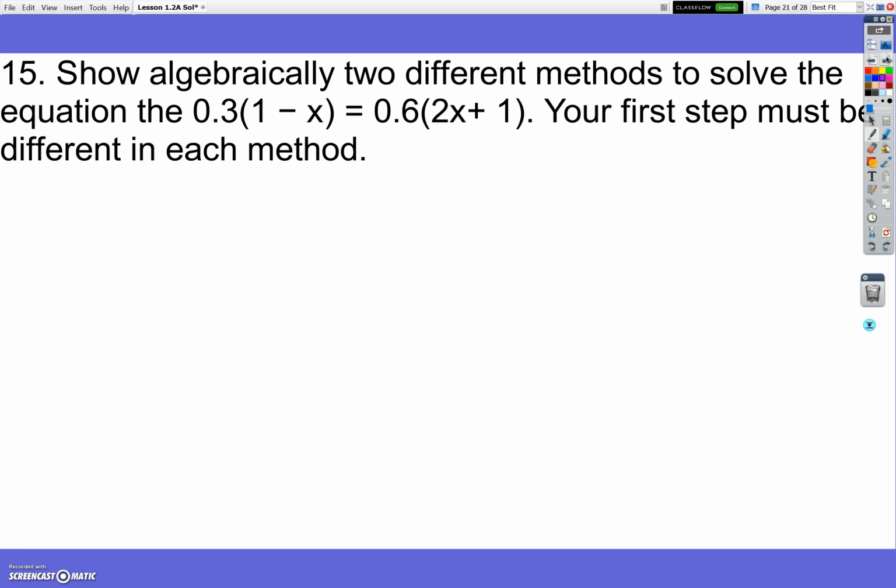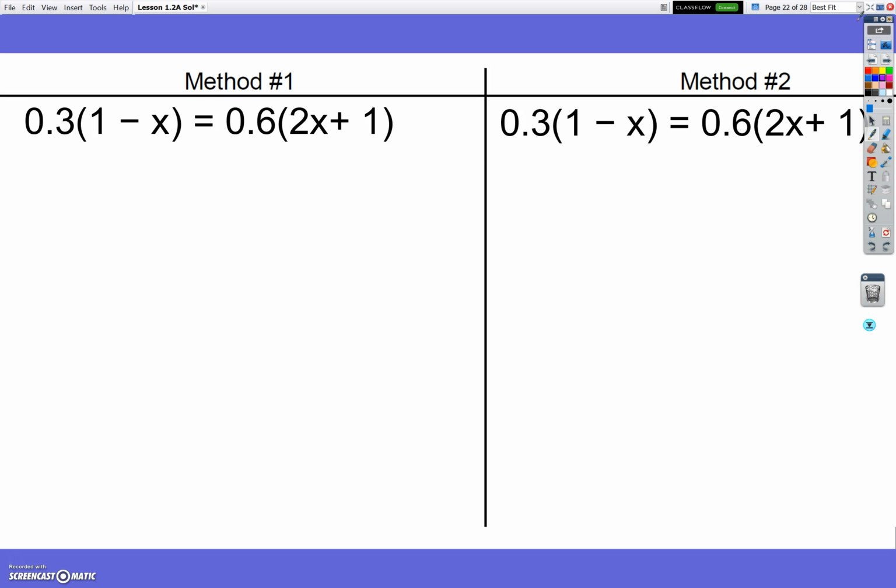Next one, I want you to solve this equation 2 different times. So I would like you to pause it, try to solve it 2 different ways, and then see how we do. Alright, so for my first method, on both of these, what I want to do is get rid of these decimals. So this would be 3 times 1 minus x is equal to 6 times the quantity of 2x plus 1. I'm going to do the same thing here on the second method.